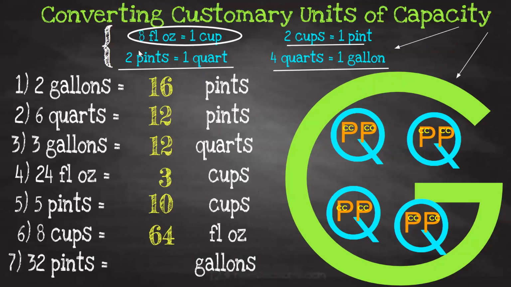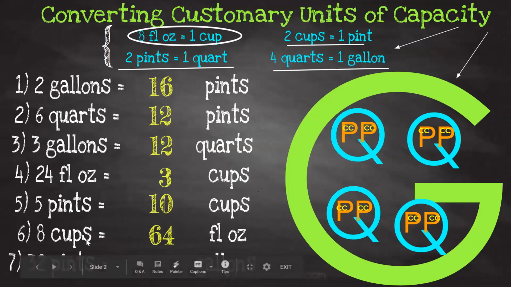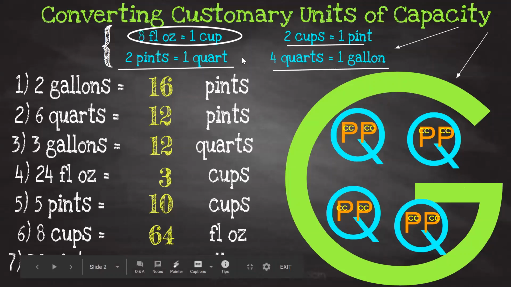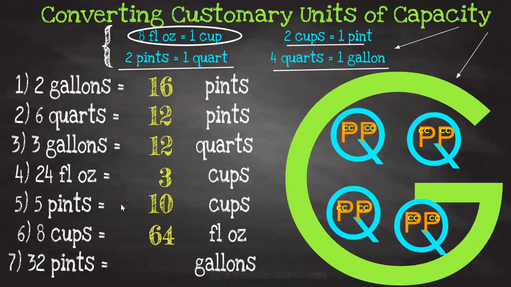And lastly, number 7 says 32 pints equals how many gallons? Which is larger, a gallon or a pint? The gallon is larger. That means if we're going from pints to a gallon, we're going from a smaller unit to a larger unit, and we have to divide. Now, how many pints are in this gallon? How many P's do we see inside of the G? 1, 2, 3, 4, 5, 6, 7, 8. So we're dividing 32 by 8. 32 divided by 8 equals 4. So 32 pints equals 4 gallons.